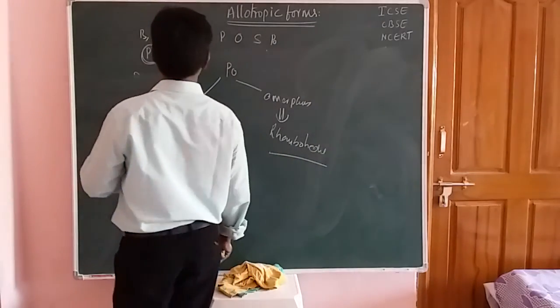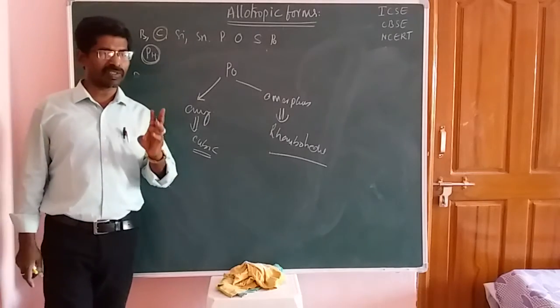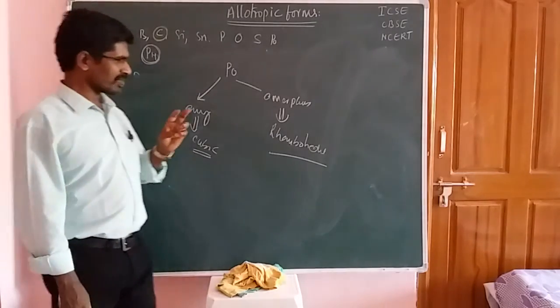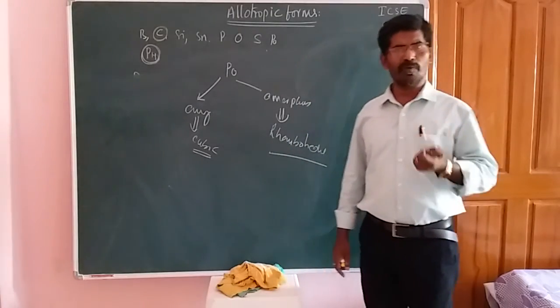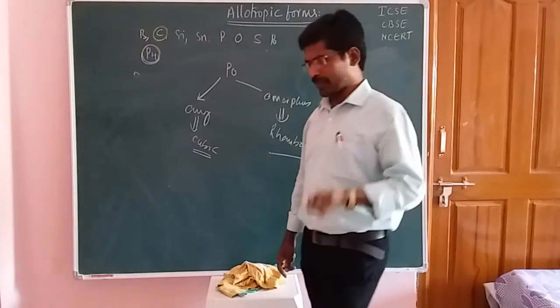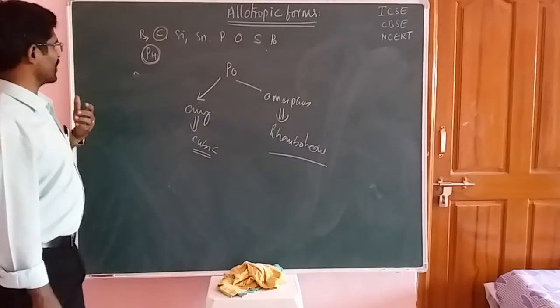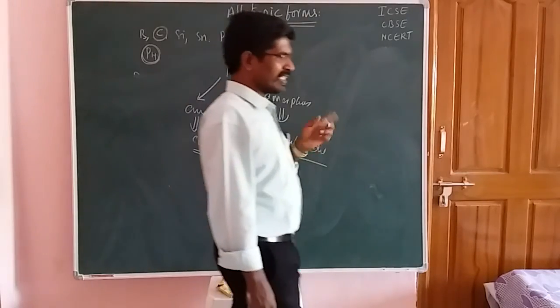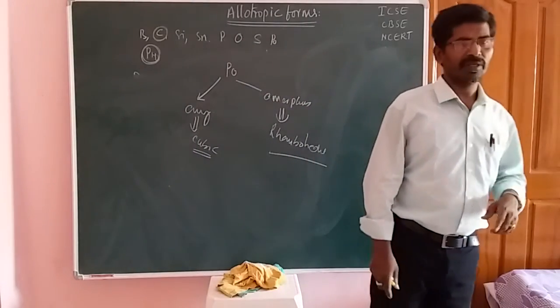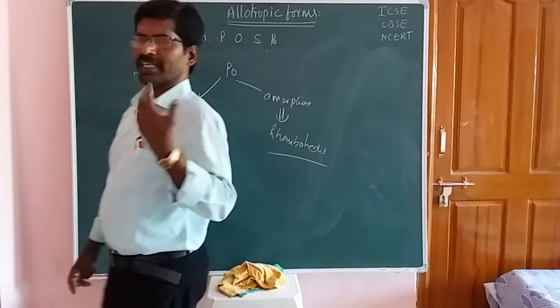Next is phosphorus. Phosphorus exists in three allotropic forms. The basic unit of phosphorus is P4, a polyatomic molecular structure, in white phosphorus. Next is red, and then black phosphorus. White is the most important and more stable. The black and red are also prepared from white phosphorus.